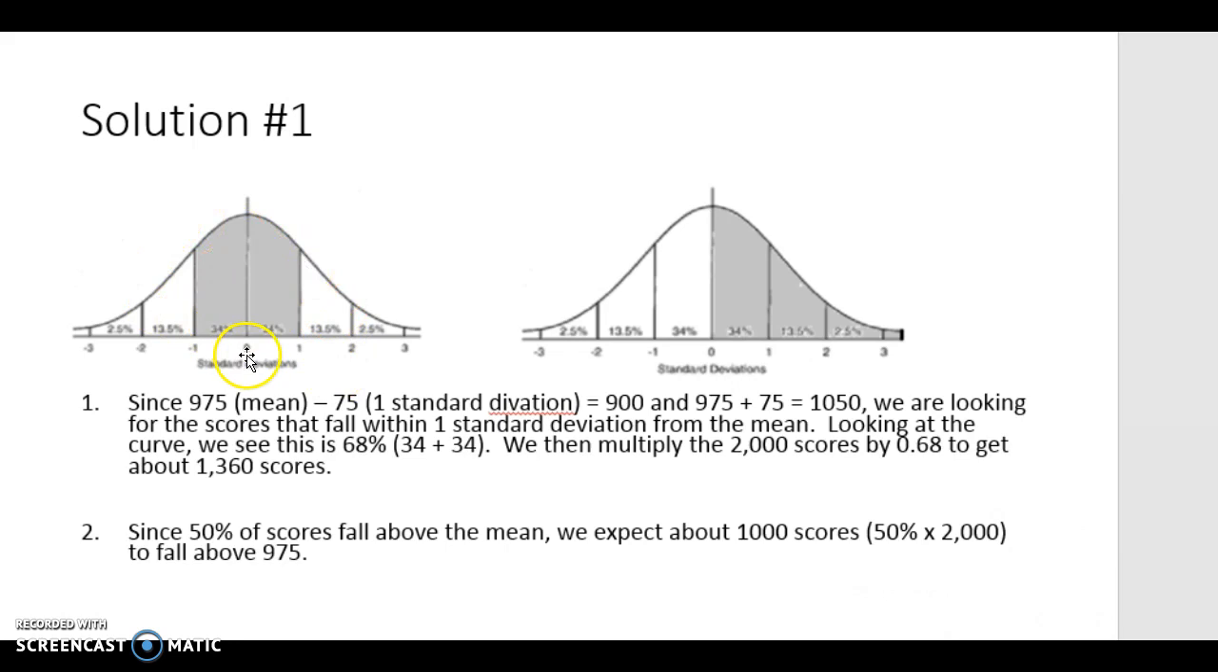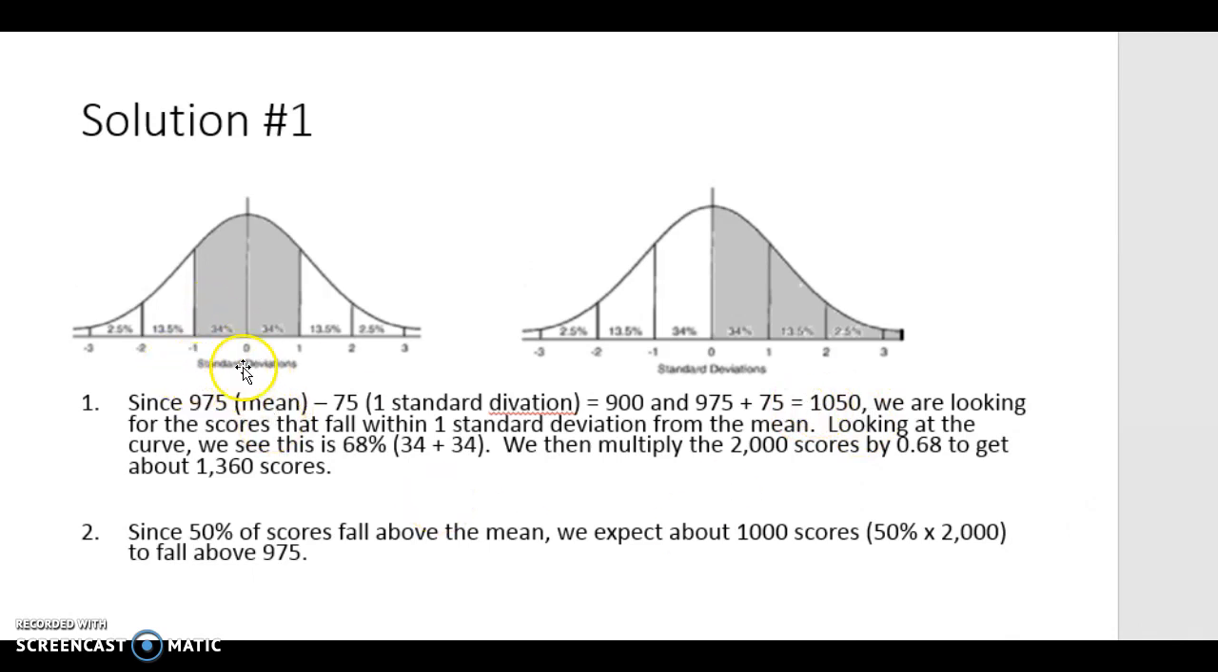I'm going to use this right here. Since our mean is 975 and our standard deviation is 75, I notice that 975 minus 1 standard deviation gives us the 900 that we were asked in the problem. Therefore, we're looking at this area right here, between 0 and -1. And the same thing, we're also looking for this area too here, between 0 and +1, because 975 plus 75 is equal to 1050. So we're breaking this problem up into 2 different parts.